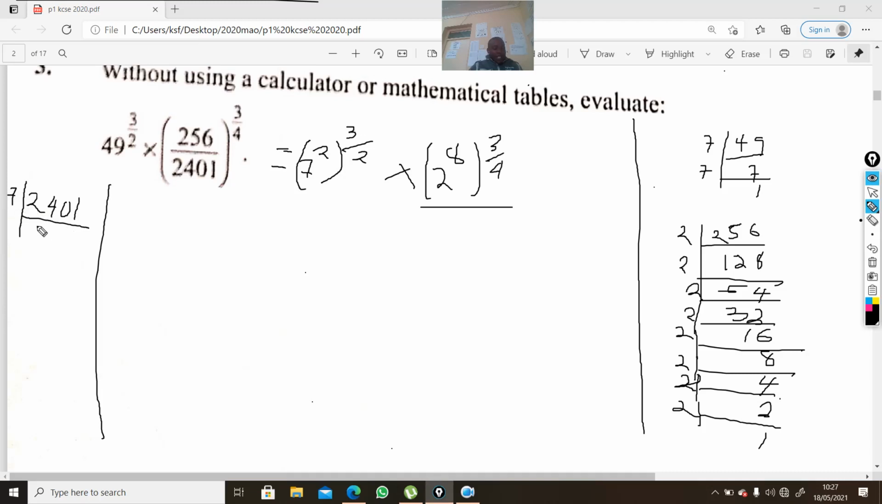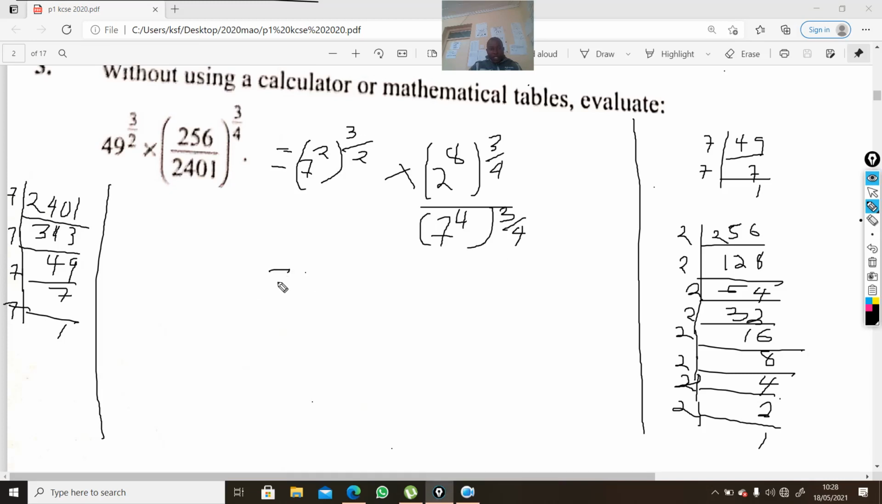7 can come here to 343. So just use your calculator, 343. But you show it here. So 7 here, 343, 7 goes there, 49. 49, 7 goes there 7 times. And then finally 7 goes to 7 1 times. So we shall have 1, 2, 3, 4, 7 power 4. So we shall have all over 7 power of 4, brackets 3 over 4.